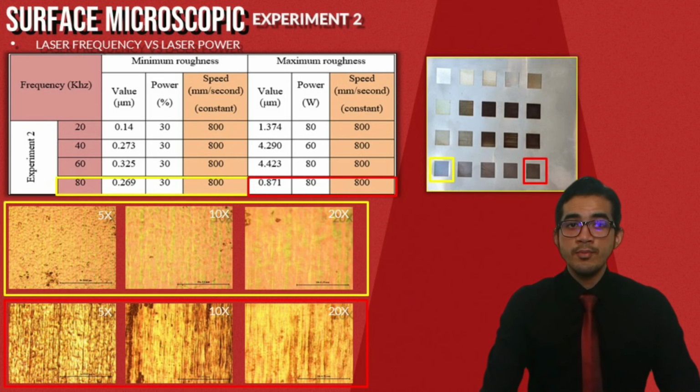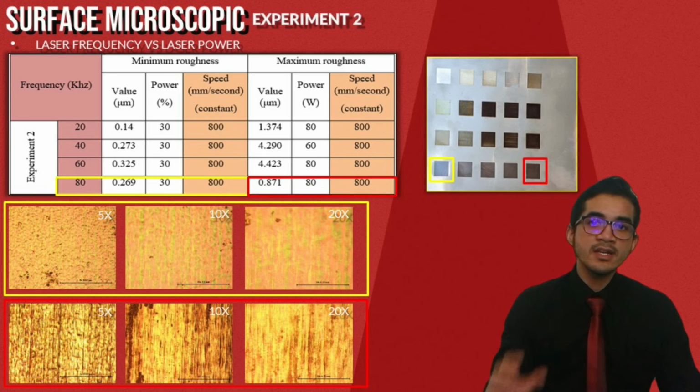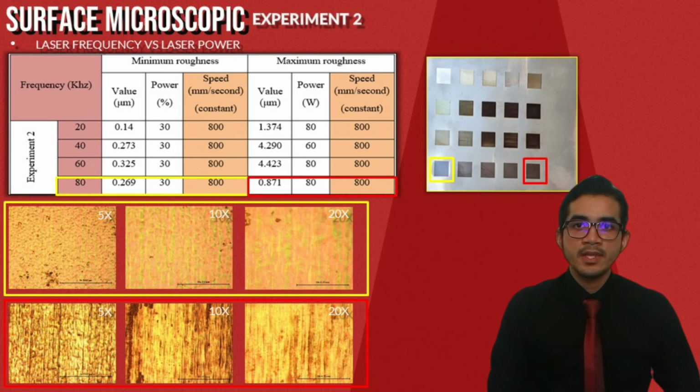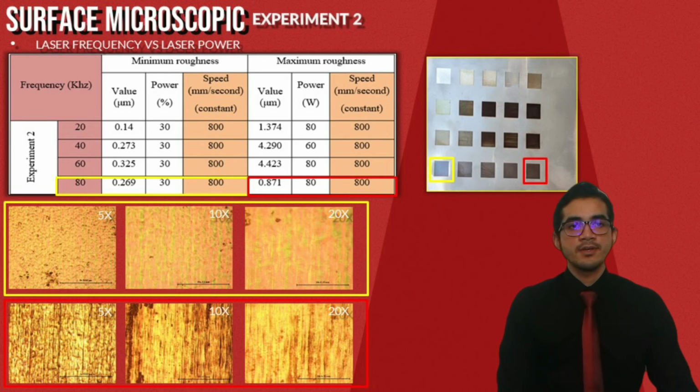It is 0.871 micrometer. For the normal version, we can see in the yellow box, which indicates the minimum roughness for the D column, the surface appears with a bluish color after the engraving process was done, and the red box indicates the maximum roughness, where we can see the color becomes darker and darker. It is due to the burn marks caused by the engraving process.